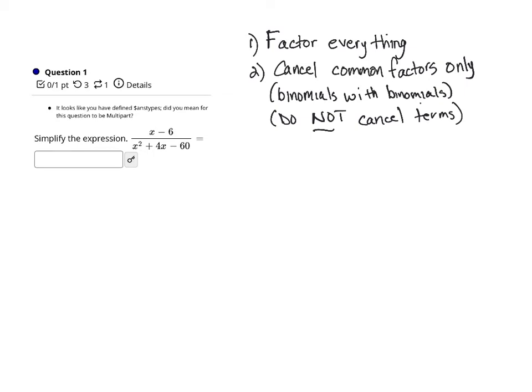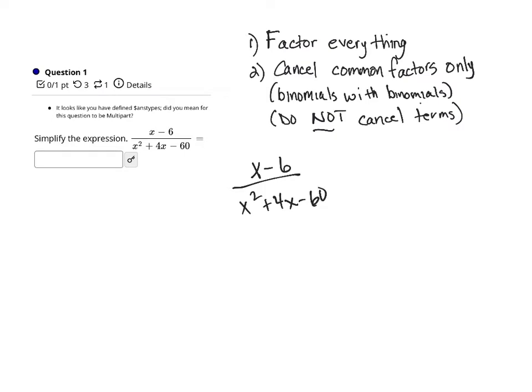Here are rational expressions. We're going to simplify this expression. The first step, when you have this, factor everything, and then you're going to cancel the common factors. Remember, cancel binomials with binomials, monomials with monomials. You cannot cancel terms. So we have x minus 6 over x squared plus 4x minus 60.